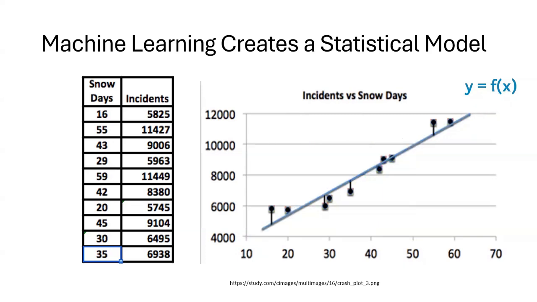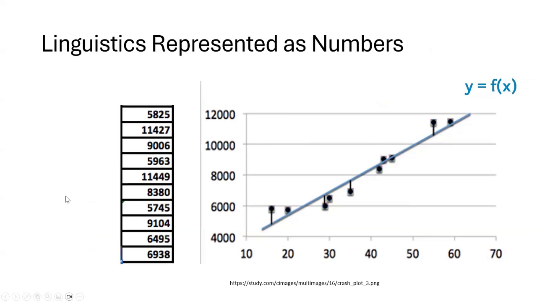So you might ask, how do we do this with language? How does it relate to language? Well, let's look at this. Let's change it a little bit. These numbers are not road incidents. Let's say we have a corpus of running text, and we count up all the parts of speech. Let's make this POS, parts of speech. There are 10 different parts of speech in this language that we're working with. It doesn't matter which one is which, but the first one has 5,825 of that part of speech in this corpus of text. The next one is 11,427.